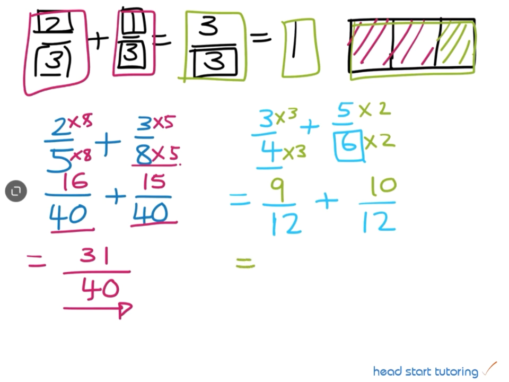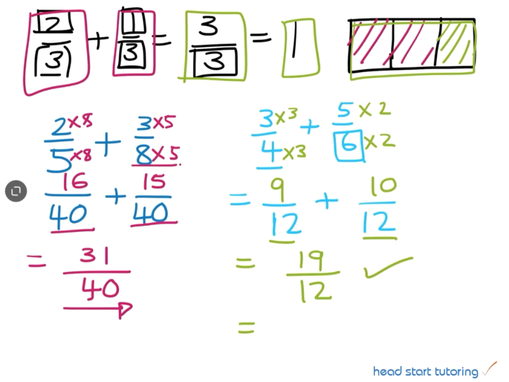So now I've got 9 over 12 plus 10 over 12. So I know that my denominator is going to be 12, and then I plus my numerators. So 9 plus 10 is equal to 19. And I end up with an improper fraction, which is fine. So that is the correct answer.